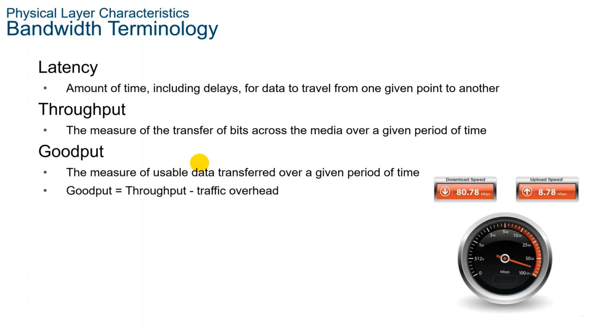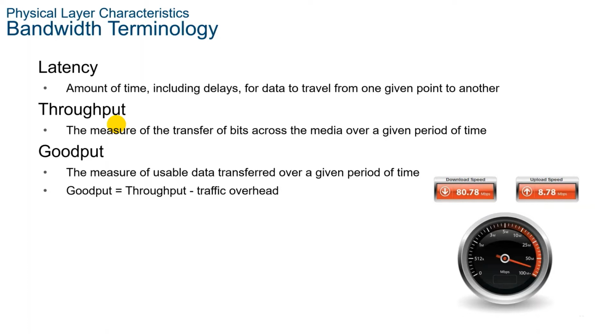So it will only take one segment in the path with low throughput to create a bottleneck in the throughput of the entire network. Okay, next is throughput. So what is throughput? Throughput is the measure of the transfer of bits across the media over a given period of time. Due to a number of factors, throughput usually does not match the specified bandwidth in physical layer implementations. So throughput is usually lower than the bandwidth.